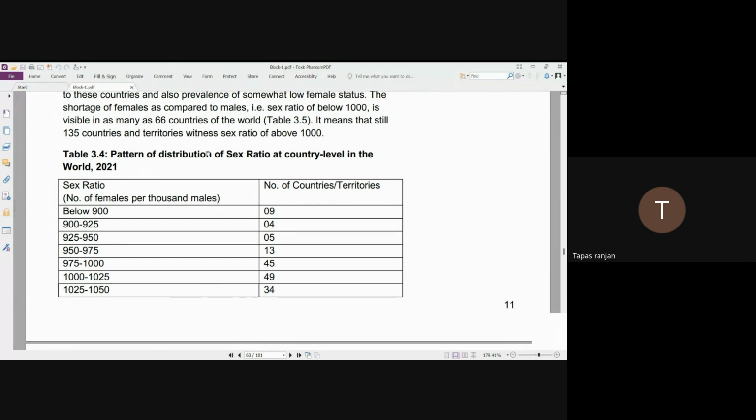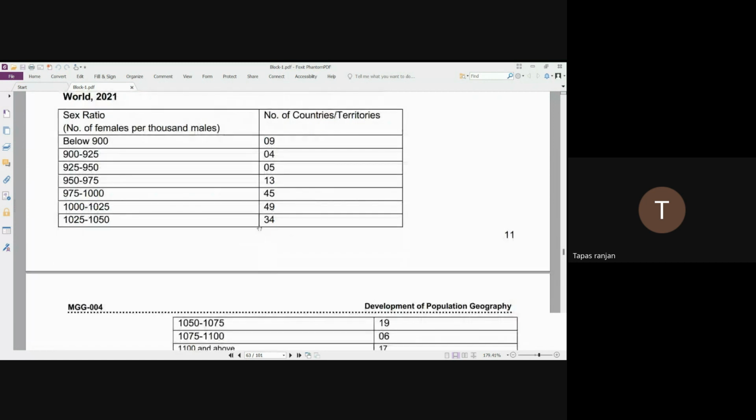So these are the pattern of distribution of sex ratio at country level. So there are a number of countries which are below 900 females per thousand male. Then you have more than 1025 to 1050, which is around 34. Okay, so mostly these European nations do have a higher sex ratio.